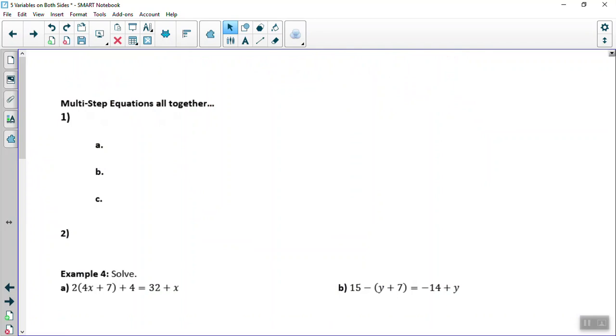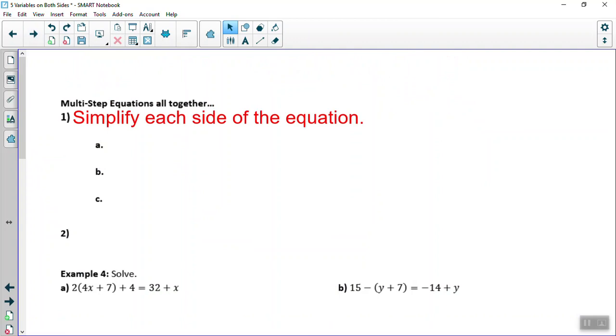Okay, so now let's put it all together. So when we solve multi-step equations, it's a two-part process. The first part is to simplify. So when we're simplifying, we want to make sure that we simplify each side of the equation separately. So make sure the left side is completely simplified, then make sure the right side is completely simplified.